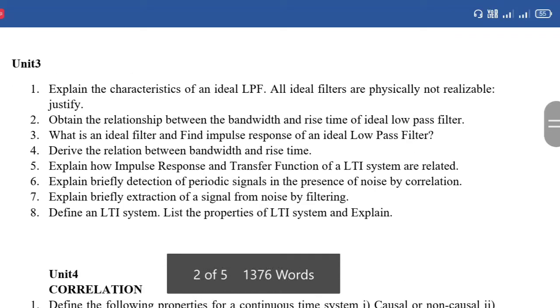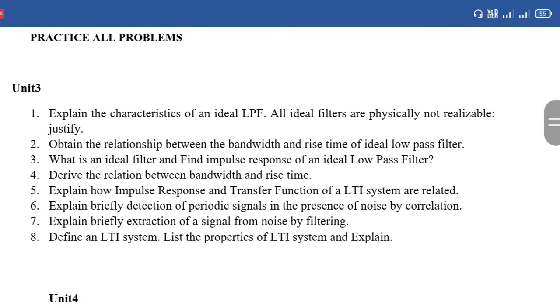Unit 3. Explain the characteristics of an ideal LPF. All ideal filters are physically not realizable. Justify. Obtain the relationship between the bandwidth and rise time of an ideal low pass filter. What is an ideal filter and find the impulse response of an ideal low pass filter. Derive the relationship between bandwidth and rise time.